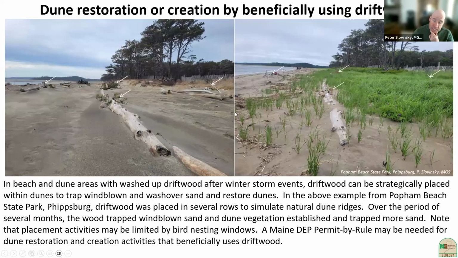A couple things we've been testing up at Popham Beach is the use of driftwood. So you can see on the left-hand side, what we did is we took driftwood that had washed up on the beach and we staggered it in rows, and that caught sand. And then over time, the dune grass grew into those areas, rebuilding the dune. Unfortunately, that all got wiped out during the storms this winter.